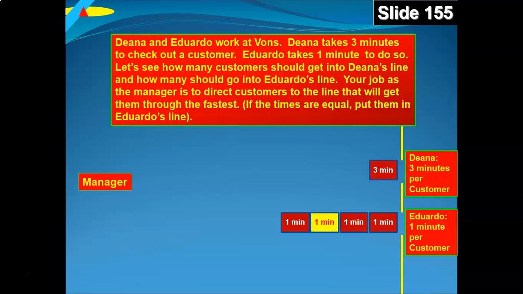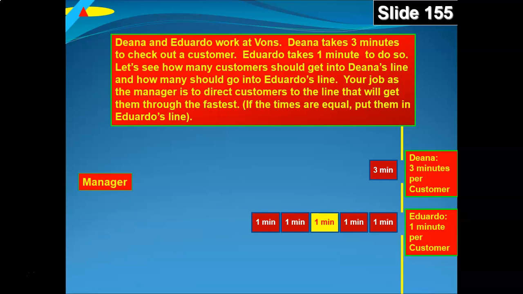Okay, another customer comes along. Well, the next customer will take 1 plus 1 plus 1 plus 1 plus 1, 5 minutes to get through Eduardo's line, but 3 plus 3 or 6 minutes to get through Dina's line. So it's still faster to put that next customer into Eduardo's line, so we're going to go ahead and do that.